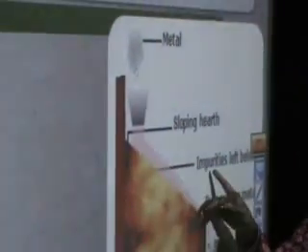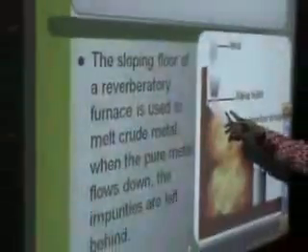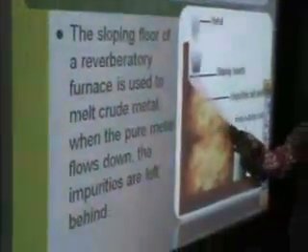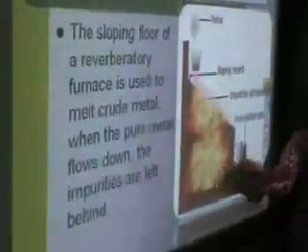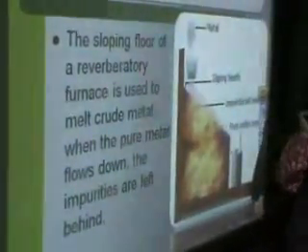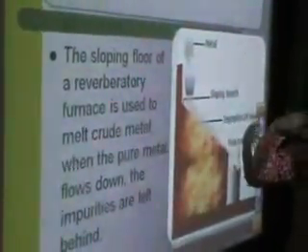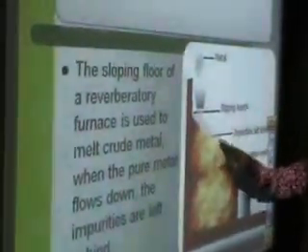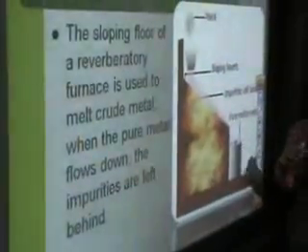At this point what will happen, the impurities are anyway not going to melt, and even if they are melting, the impurities are immiscible with the molten metal. Alright, so the sloping floor of the furnace is used to melt the crude metal, and the pure metal will flow down. The temperature over here is just very little above the melting point of the metal. The pure metal will start melting and flow down. We can collect it over here as a pure molten metal, and after that we can use it for whatever purposes.